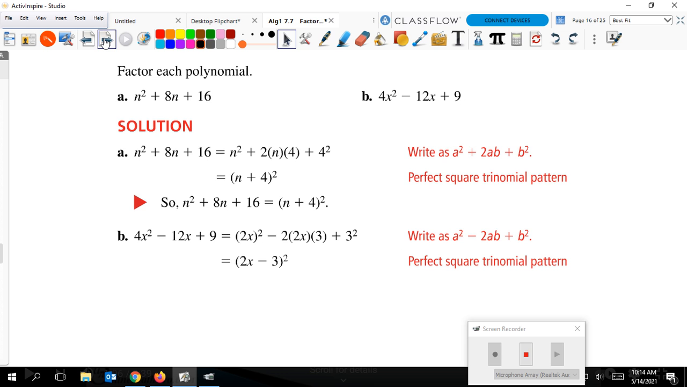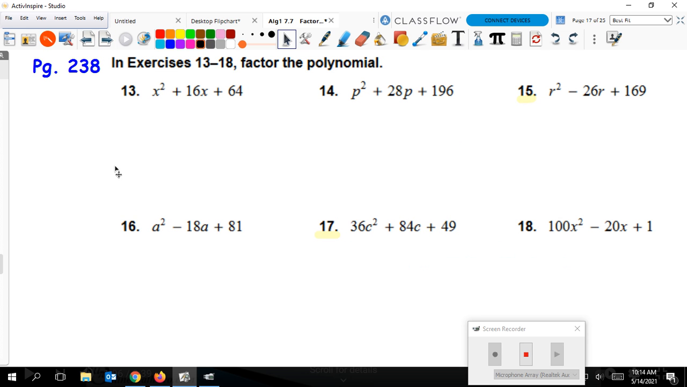Let's go ahead and look at our extra practice again. Now we're on 238. I'm going to do number 15 and number 17 off this one, and then you'll do the other four. So let's take a look at number 15 first. So we have r squared minus 26r plus 169.